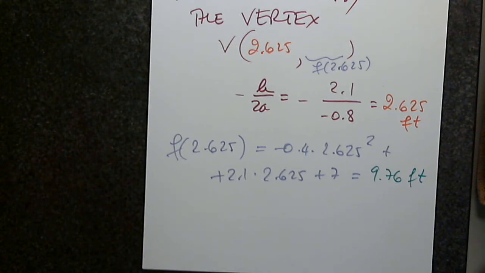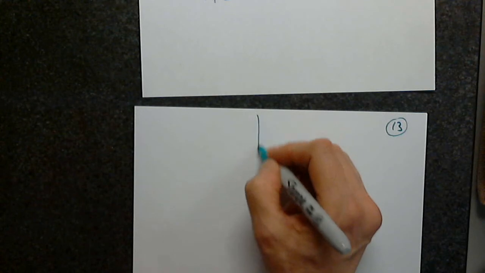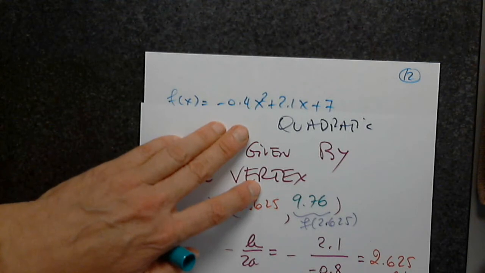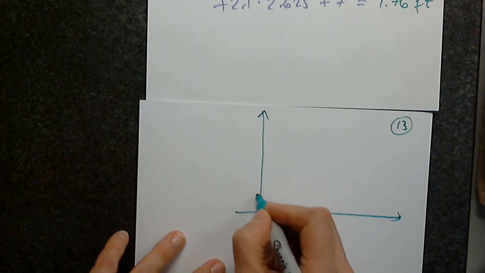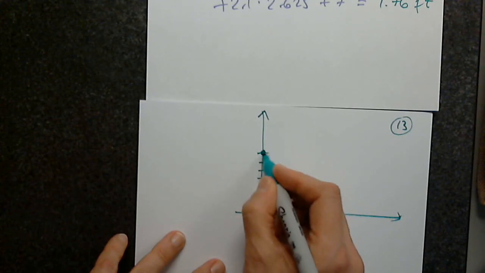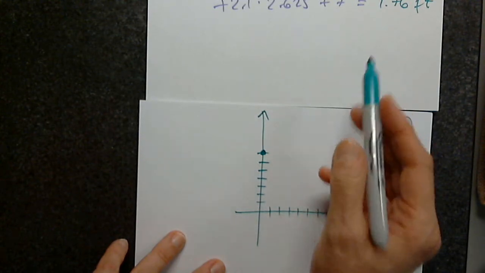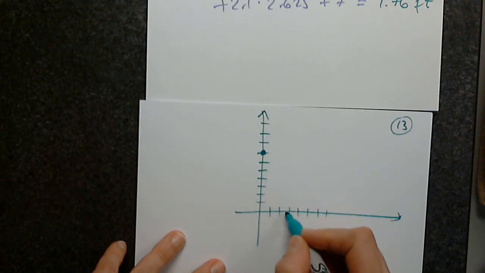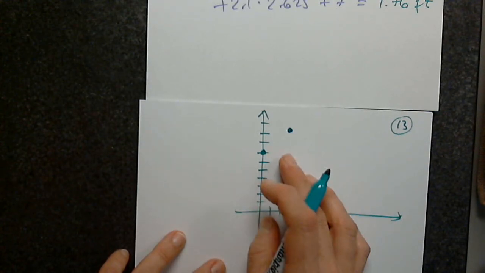Okay. So we know that the maximum is 9.76. Eventually I will be asked to graph this function. So can anyone give us the y-intercept? Look at the function. 7, very good. 0, 7. So I have the y-intercept and I have the maximum at 2.625.